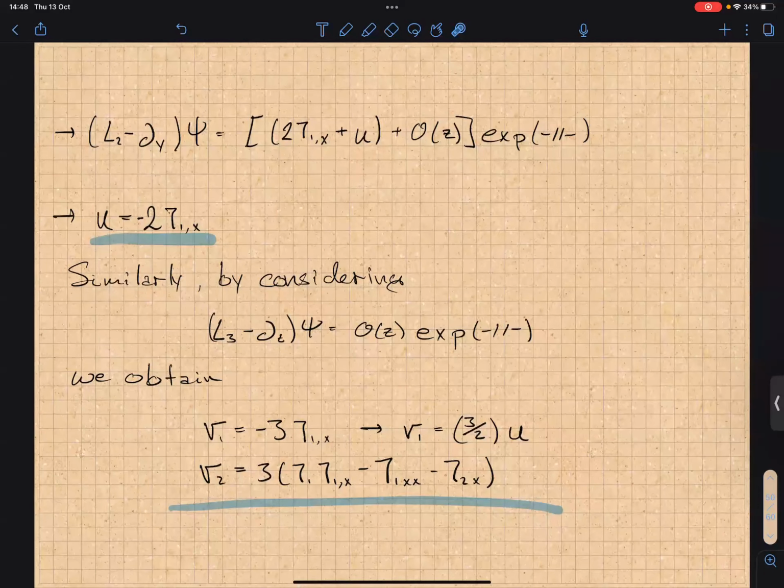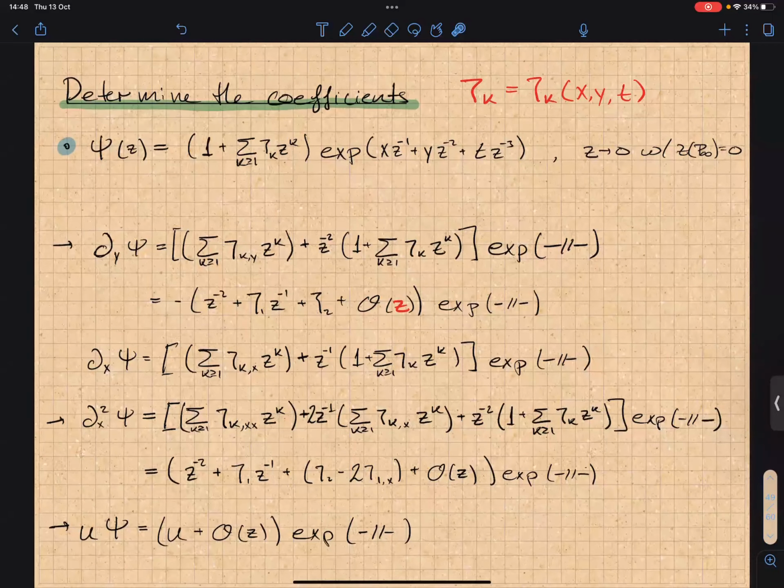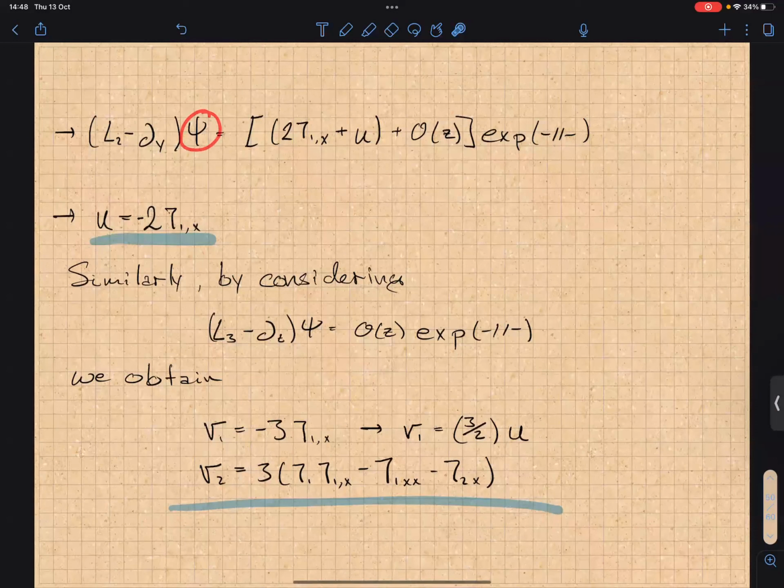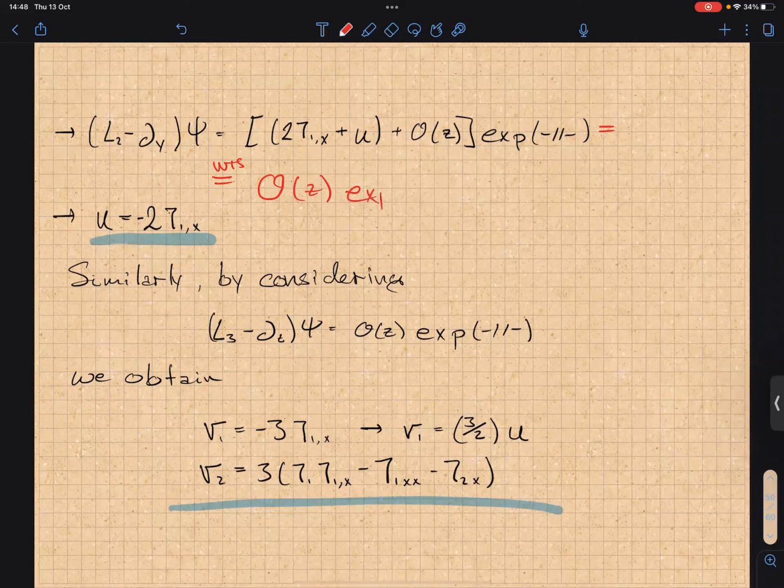What I end up having when I combine all these terms with L2 and the partial y is that the operator acting on the Baker-Akhiezer function near the essential singularity looks like this. I have my linear order term, and then I have this term. And the way that I'm going to determine the coefficients u is so that this is of linear order. That means that this term has to equal 0.